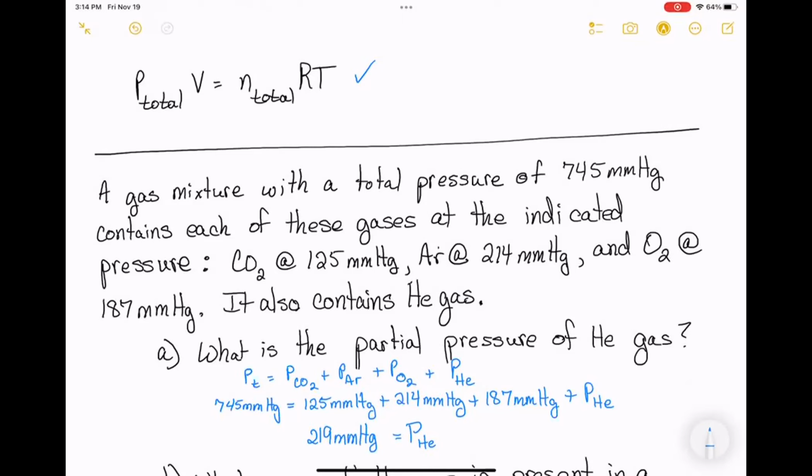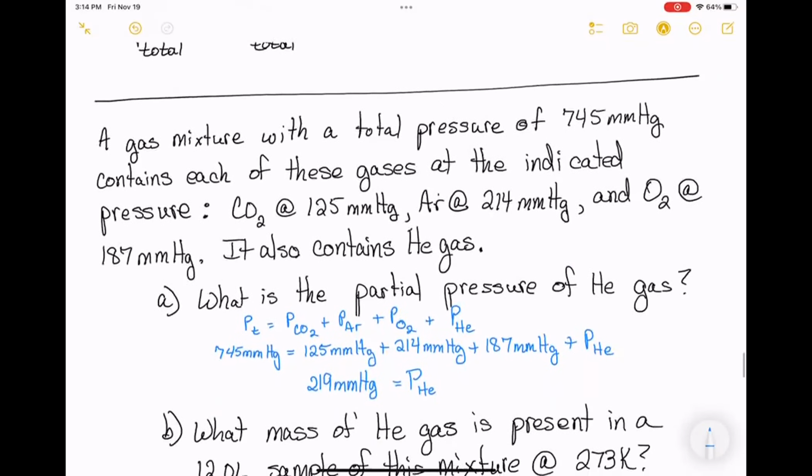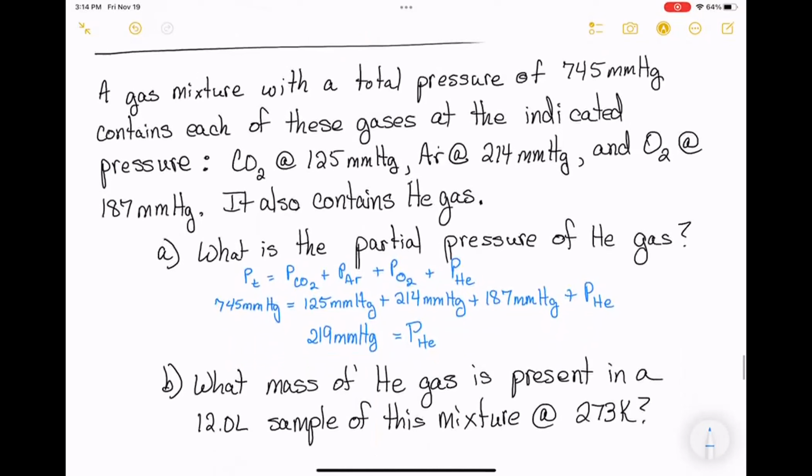With this particular type of problem, one of the key things is that all of the units, again, have to match. Units, units, units. I know I preach them, but they're the guiding factor here. Now we can go on and say, okay, what mass of helium gas is actually present in this mixture if the volume is 12 liters and it's at 273 Kelvin?